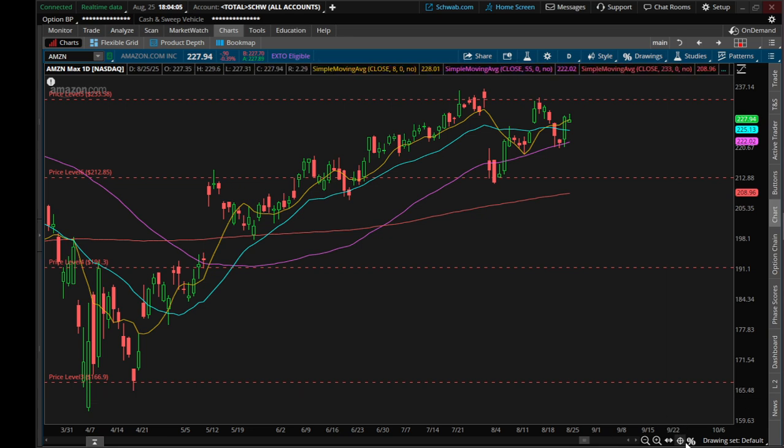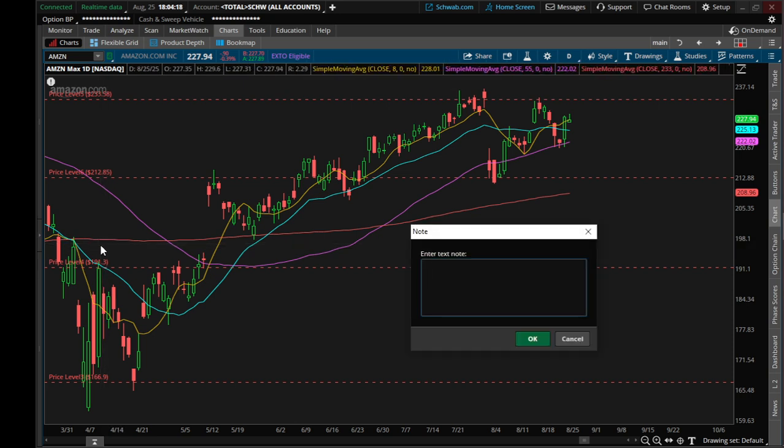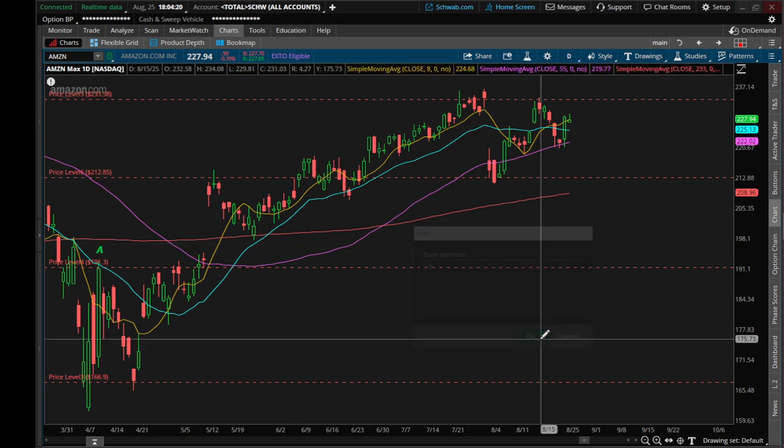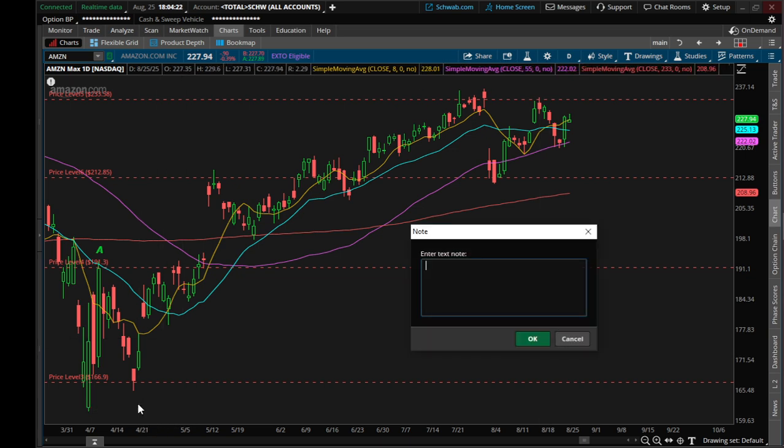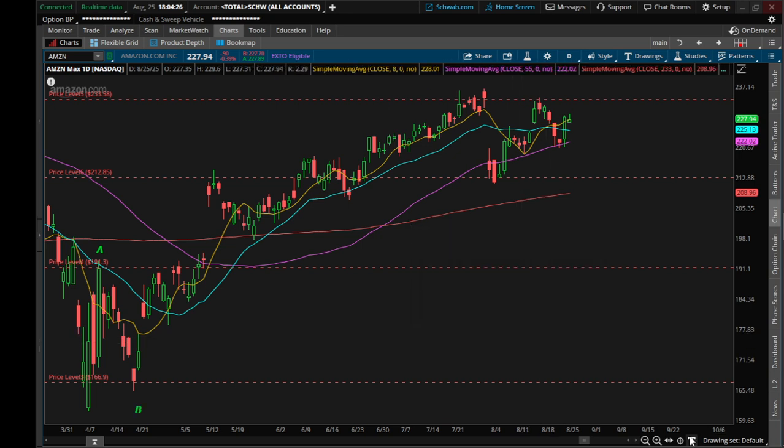So again, let's do the same thing. We're going to label these A and B here and follow through with the extension. This one is our A. This one's our B. Now we need to find where C completed.